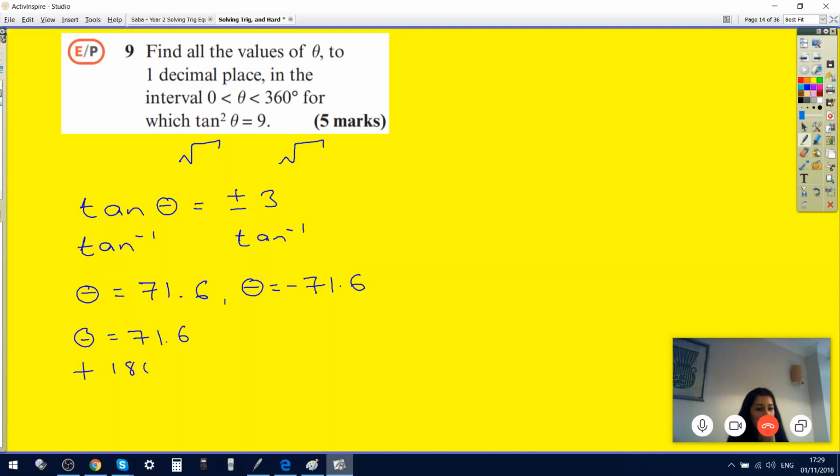So 71.6 plus 180 gives you 251.6. And then minus 71.6 plus 180 gives you 108.4. Is that full marks? Is there any more? And you don't count the minus 71.6. We don't count the minus 71.6. Are there any more?